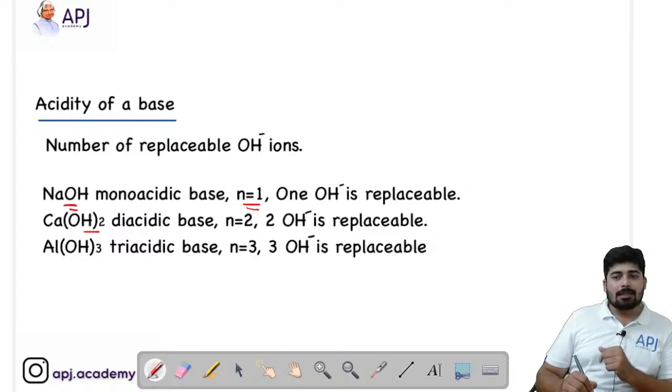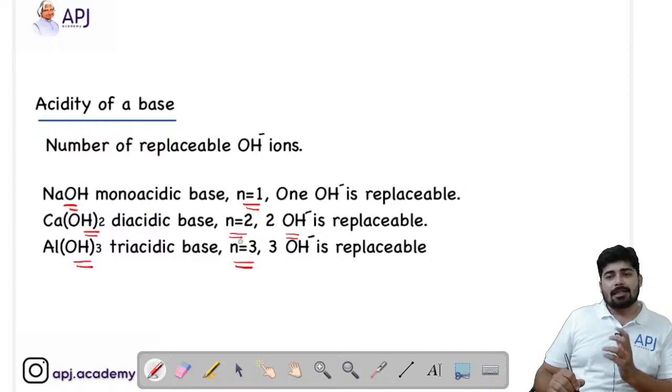If you are considering calcium hydroxide, then 2 OH minus can be replaced. If you are considering Al(OH)3, then 3 OH minus can be replaced. That means the valency factor of Al(OH)3 is 3, the valency factor of Ca(OH)2 is 2, and the valency factor of NaOH is equal to 1.